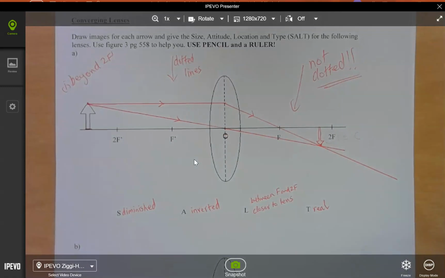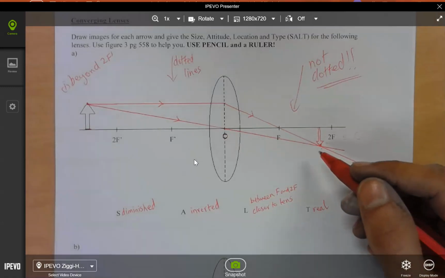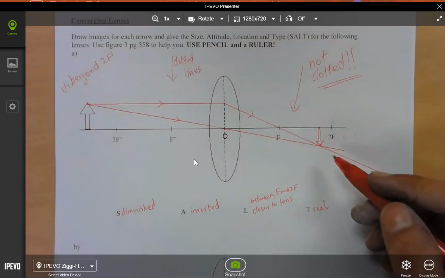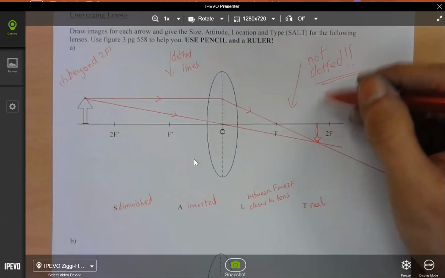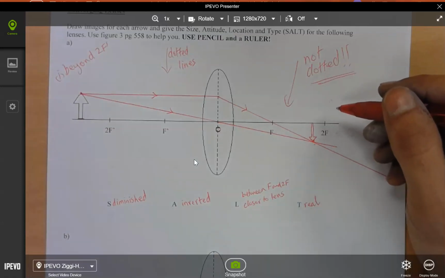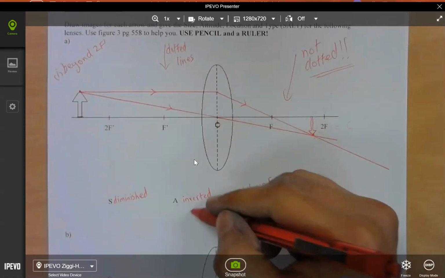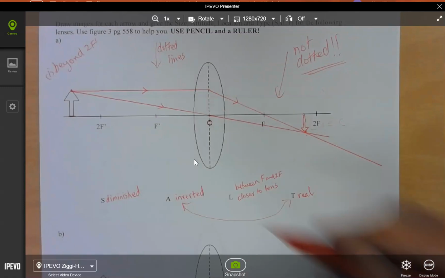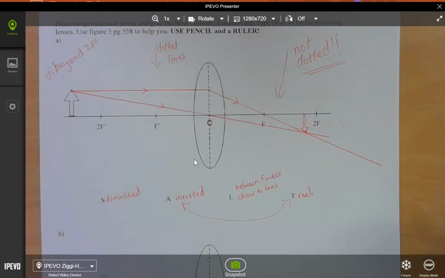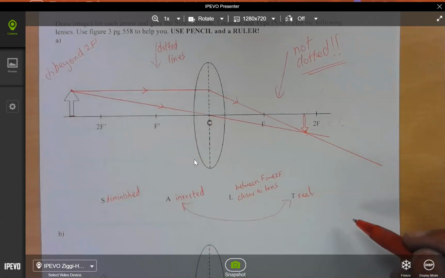Again, because I'm using solid ray lines, this is a real image that's formed. Remember in our mirrors, if I had it on the other side of the mirror, it was a virtual image. Now if it's on this side, it's a real image, because that's where actual light rays are meeting. Because it's a lens. Is everybody okay with the difference, how it went from mirror to lens? This side is now real images. This relation still exists between the A and the T: inverted images are always real, virtual images are always upright.